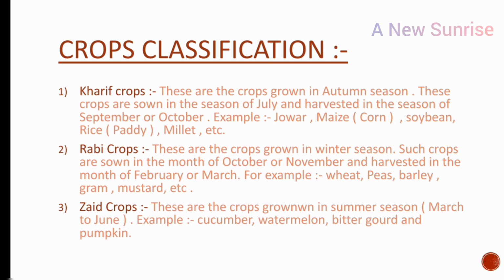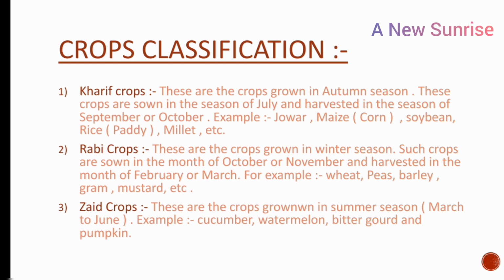These Kharif crops are sown in the month of July and harvested in September or October. Next comes Rabi crops. We have learnt about Kharif. Now what about Rabi? Such crops are also known as winter crops. Why? Since they are cultivated in the season of winter. They are sown in the month of October or November and harvested in the month of February or March. Some examples of such crops are wheat, peas, barley, gram, mustard, etc.